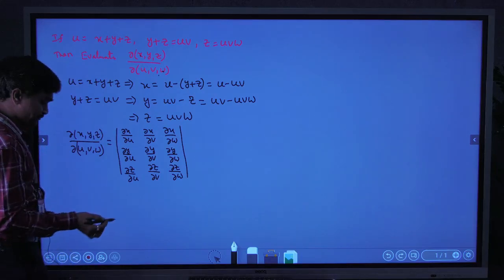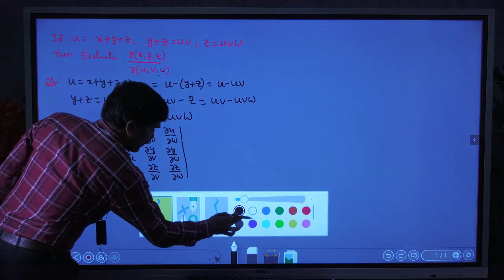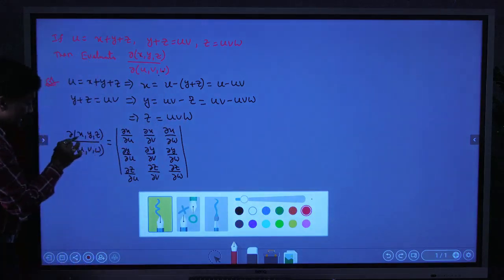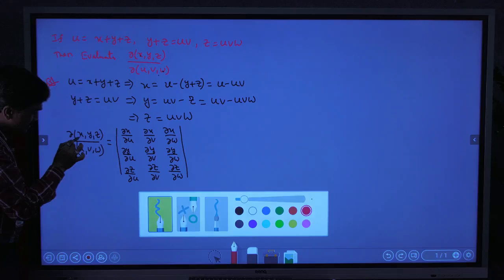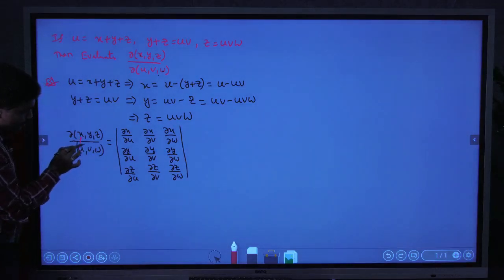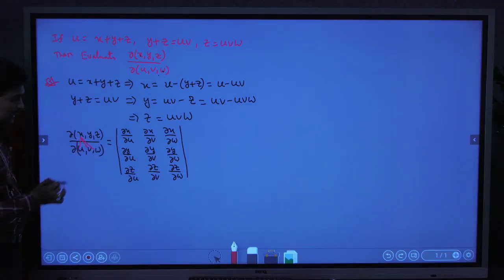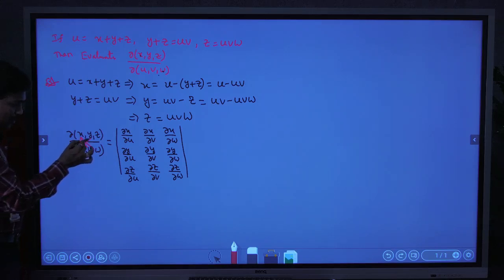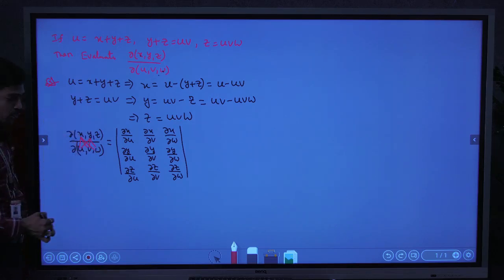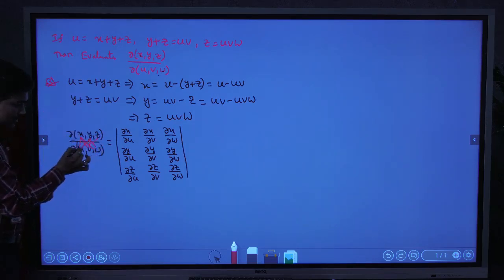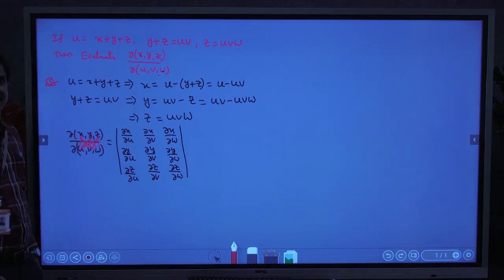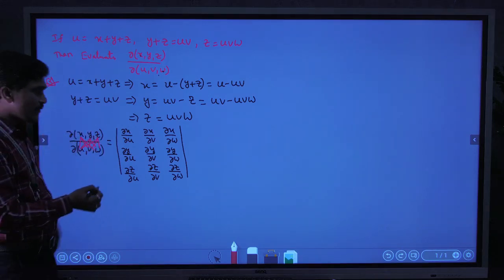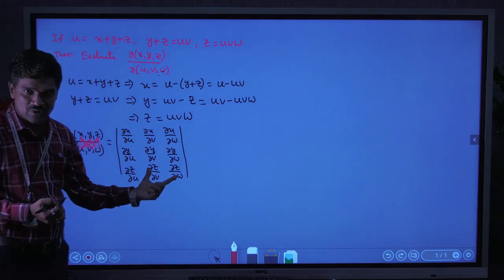Actually here now, the determinant is: ∂x/∂u, ∂x/∂v, ∂x/∂w. Similarly for y: ∂y/∂u, ∂y/∂v, ∂y/∂w. Similarly for z: ∂z/∂u, ∂z/∂v, ∂z/∂w. This is the determinant. Now first of all we have to calculate these values, right?